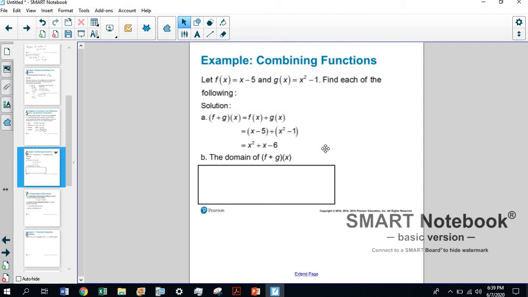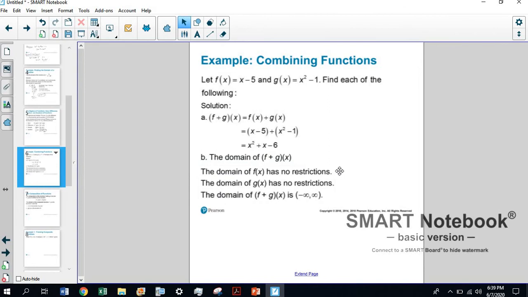How do you find the domain? Well, for this problem, it doesn't really do much because x minus 5, linear function, all real numbers is the domain. X squared minus 1, that's a parabolic function, that's a quadratic function, and again, it's a polynomial, so the domain's all real numbers. So the domain of f has no restrictions, the domain of g has no restrictions, so the domain of the sum, f plus g, is all real numbers because there's no problems. If there were problems, then you'd have to leave those out of the final domain.